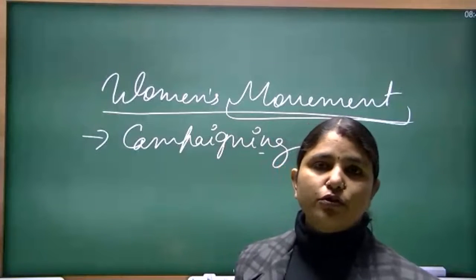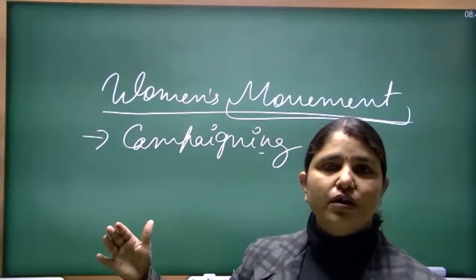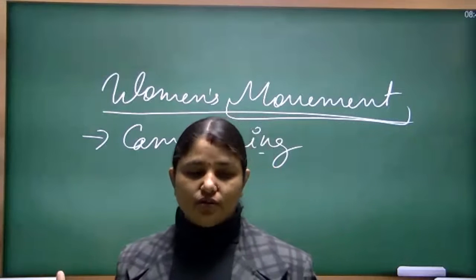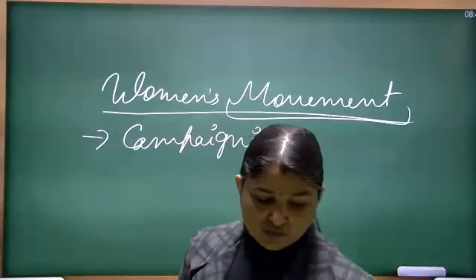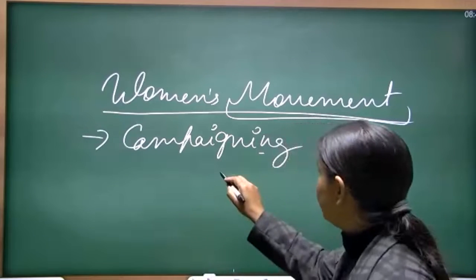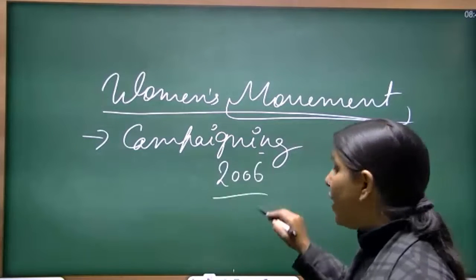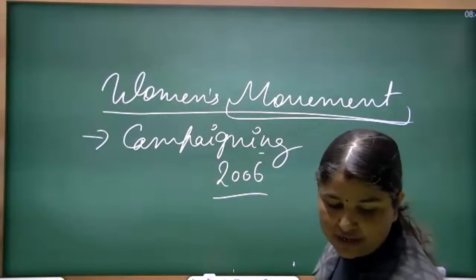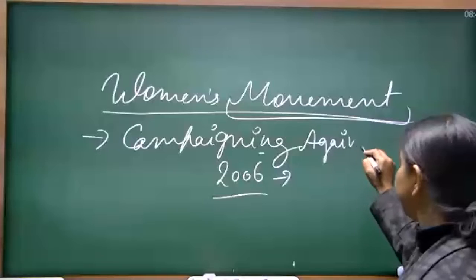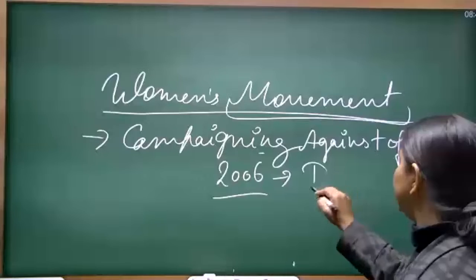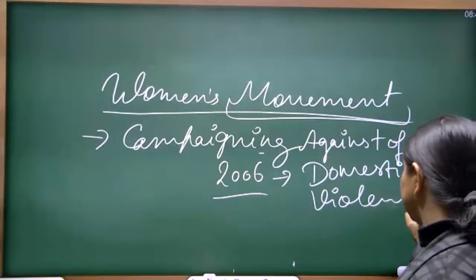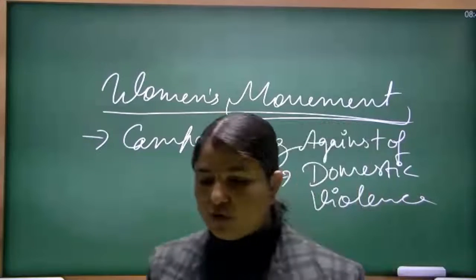Sometimes the torture becomes so severe that the girl was even murdered by her in-laws. Understood? Because of that only, our women do campaigning and so much struggle. And finally in the year 2006, in our country one act was passed, an act against domestic violence. Now you will ask, ma'am, what do you mean by domestic violence?